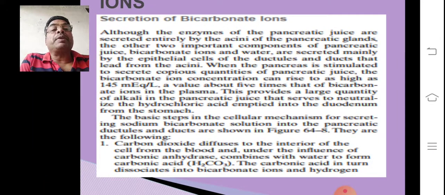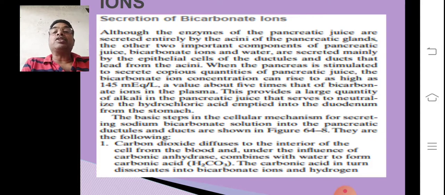Although the enzymes of the pancreatic juice are secreted entirely by the acini of the pancreatic glands, the other two important components of the pancreatic juice, bicarbonate ions and water, are secreted mainly by the epithelial cells of the ductules and ducts that lead from the acini.